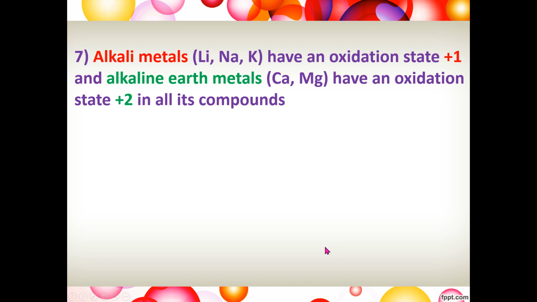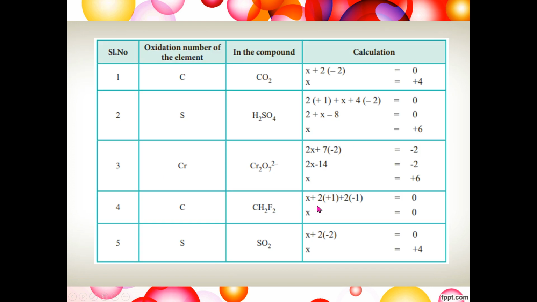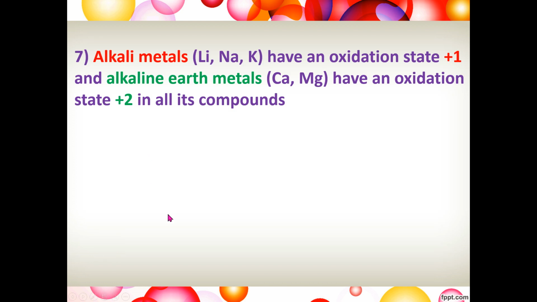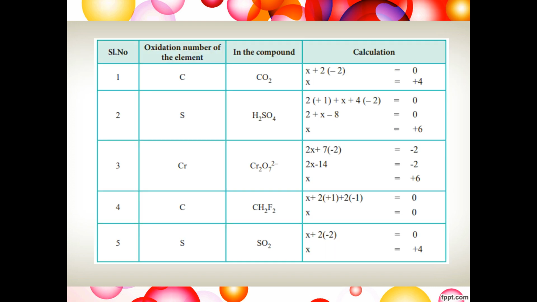And finally comes alkali metals. These are a few examples of alkali metals: lithium, sodium, potassium. The oxidation states are plus 1. Whereas in alkaline earth metals, calcium, magnesium, the oxidation states are plus 2. So students, you have to learn all the 7 points, the rules which have been assigned to find the oxidation number, as well as what oxidation number is.